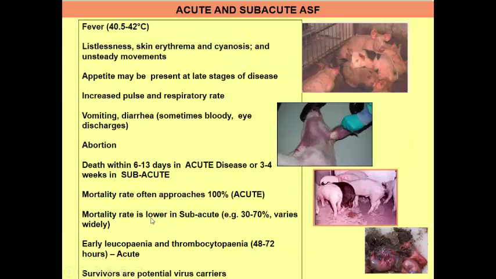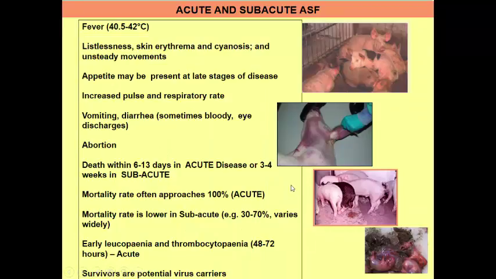In the acute or subacute infections, the clinical signs are similar to other diseases, namely classical swine fever and septicemic diseases caused by bacteria. The animals have listlessness, skin erythema or cyanosis, as you can see here, and unsteady movements. Appetite may return at late stages of the disease. There is an increased pulse and respiratory rate, and very often vomiting and diarrhea, sometimes bloody diarrhea, and also discharges.